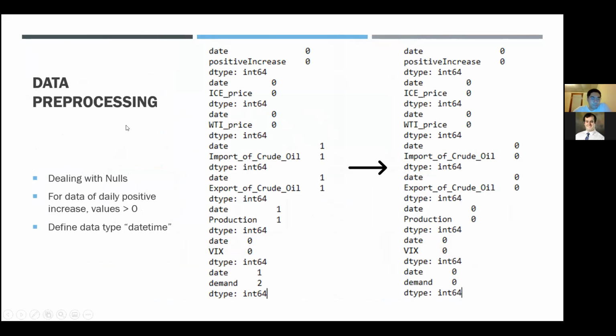For data preprocessing, firstly, we imported our dataset properly and dealt with the missing values. You can see from here that there are not so many missing values, so we just delete the rows with them. For daily positive increase, this feature will be used as an independent variable, so we set a requirement that its value has to be greater than 0. And every feature is time series data, so we define the data type of datetime on the date column.